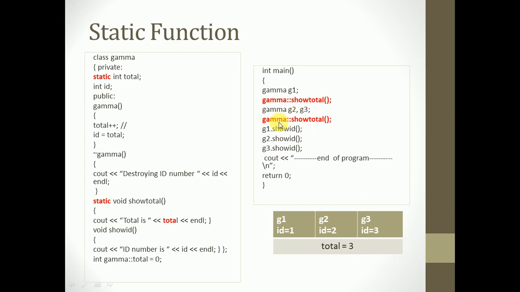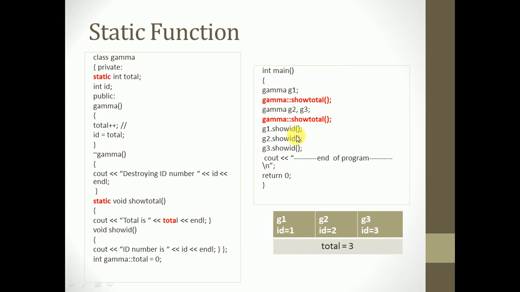Now Gamma show total. Being a static function, you can access it with the class name and the scope resolution operator, so show total is called. Now see what the last value of total is. Total was 3, so total is 3. After this it comes to G1 dot show id. Is there a show id? Yes. Now this is called for the G1 object. Id number is id. What is the id number for G1? 1, so 1 will be displayed first.